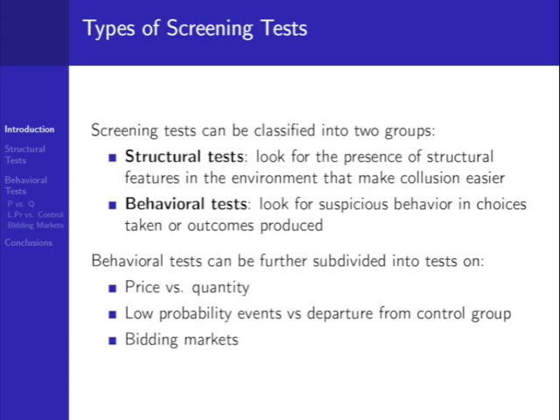So the biggest subdivision you can make is between structural tests and behavioral tests. And both have been mentioned in the earlier presentation. By structural tests, I mean looking for the presence in a certain market, in a certain industry, of structural features that make collusion easier. And I will give you examples.